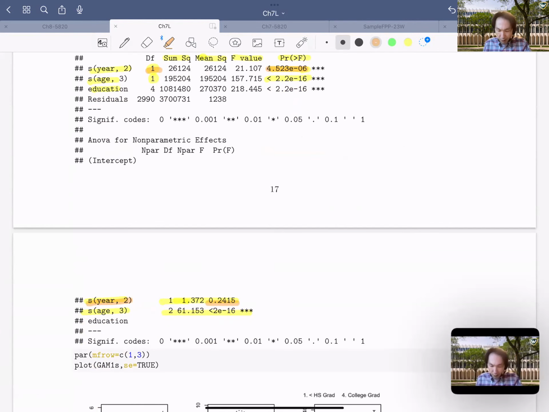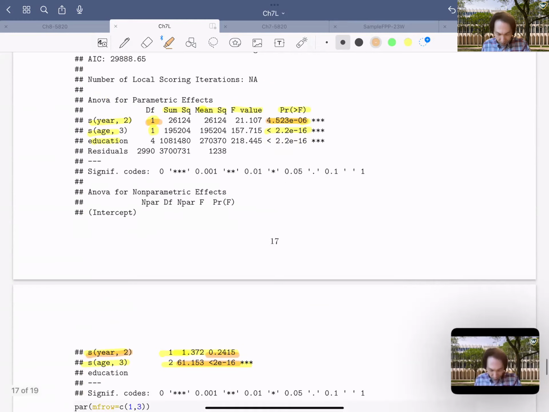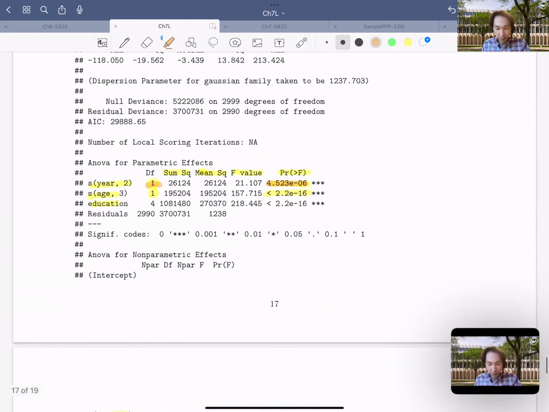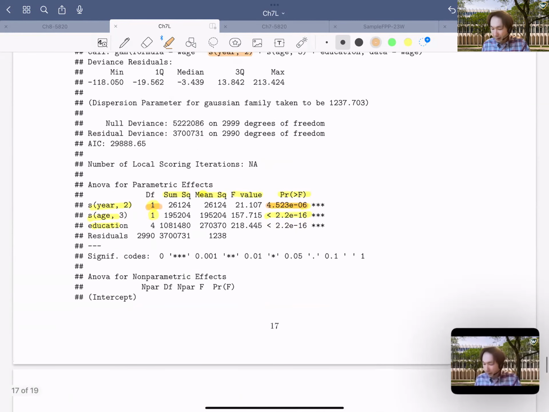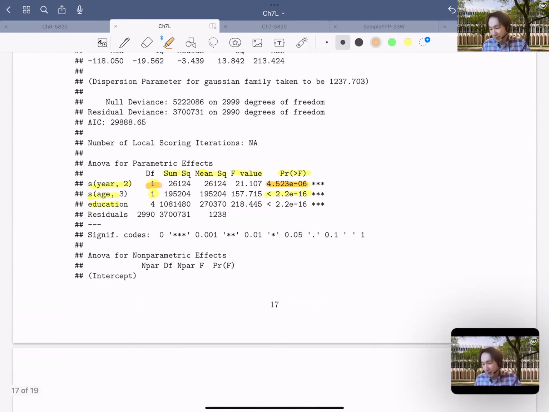And age is actually pretty significant for 2 additional parameters. So basically, roughly speaking, the cubic curve of age is useful to predict the wage of people. So this is the smoothing spline, so not exactly a cubic curve, but the curve which has the same effective degrees of freedom as a cubic curve.